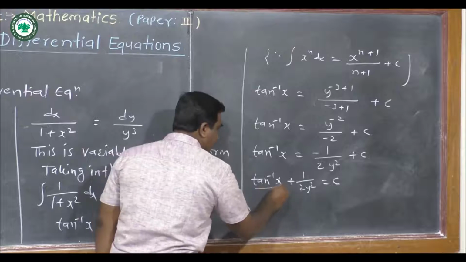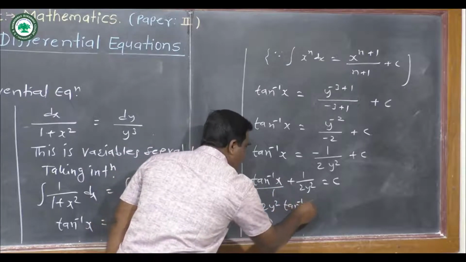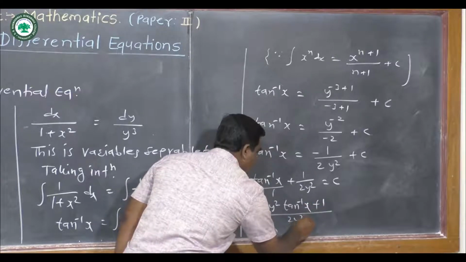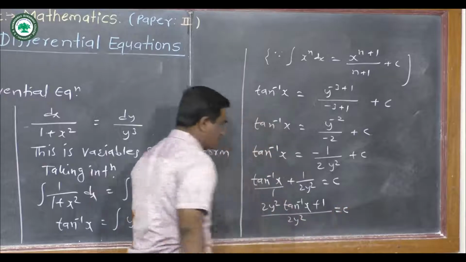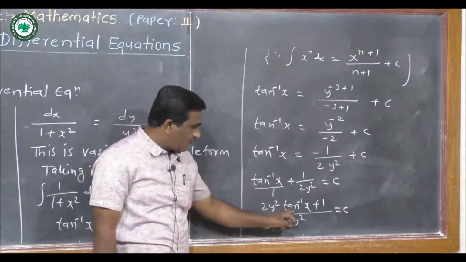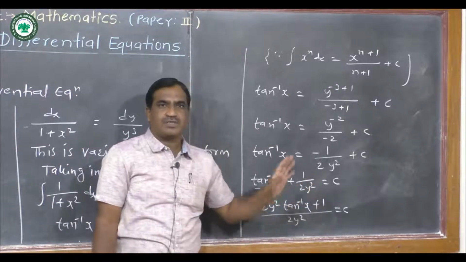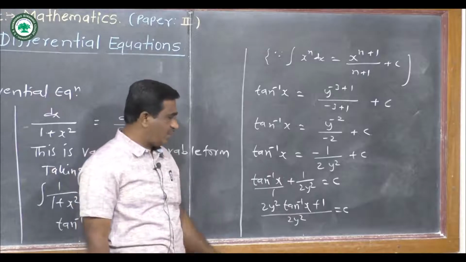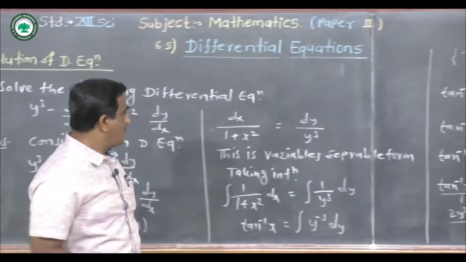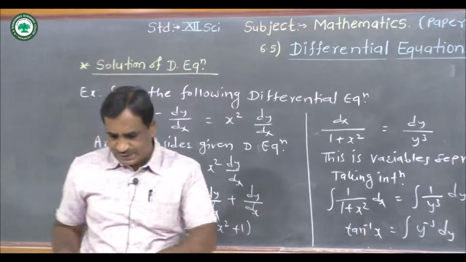Now taking the addition here, we can write 2y square into tan inverse x plus 1 upon 2y square equal to c. Okay, now further we can write 2y square into tan inverse x plus 1 is equal to 2y square into c. And this is the required general solution for the given differential equation. Okay, now we see the next example also.